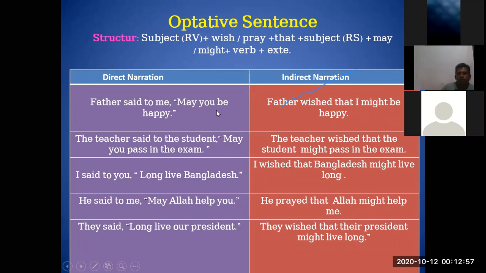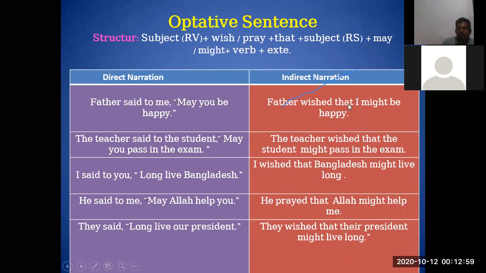So we put I in place of you, then may is changed into might. The past form of may is might, and then the extension is put here. So the answer is: father wished that I might be happy. Similarly, we can solve the rest of the sentences.